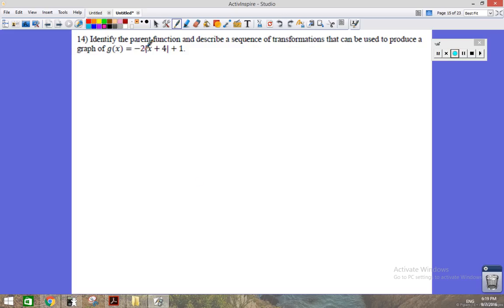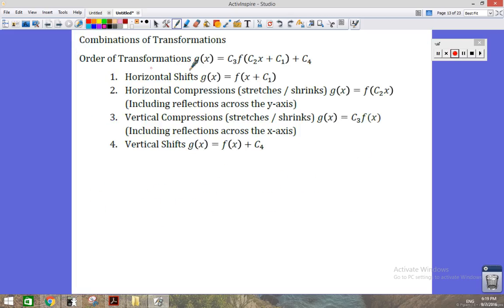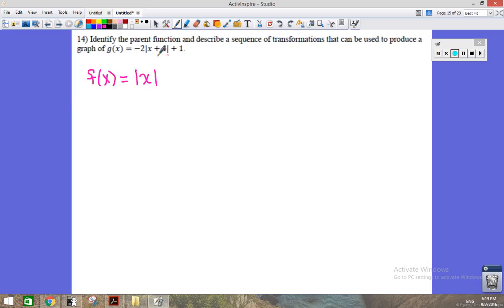Identify the parent function. Well, here we see absolute value. The parent function that we're starting with here is the absolute value of x. Now, the order of the transformations, I'm going to do horizontal shifts left and right first. So this new graph that I get from using this parent function is to shift this parent function to the left 4 units. So even though it says plus 4, I'm affecting it inside the parentheses, and what this new function is going to be is the absolute value of x plus 4.